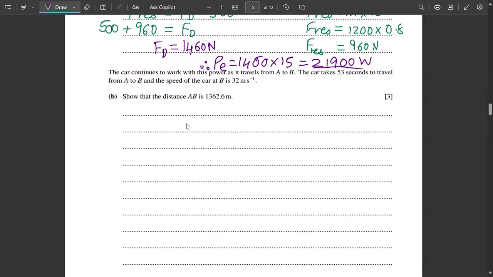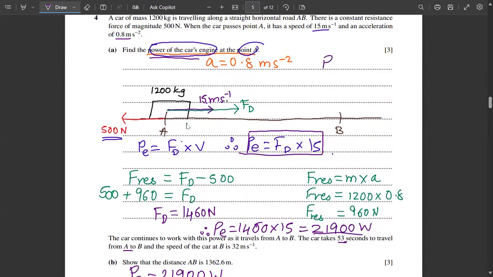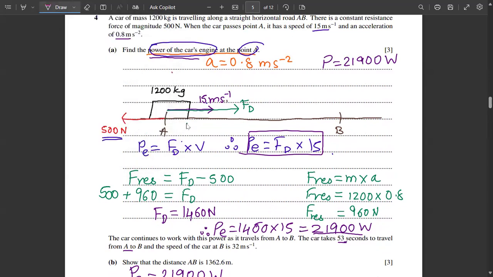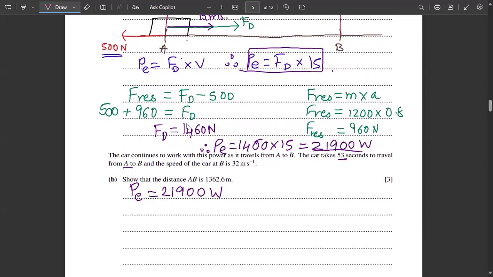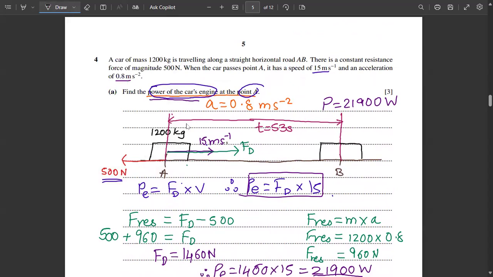Now let's go to the next question. The car continues to work with this power. Perfect. So power of engine remains 21900 watt. The car takes 53 seconds to travel from A to B. So let's write the power here, 21900 watt, and the time taken from A to B is 53 seconds. And the speed of the car at B is 32 meters per second.